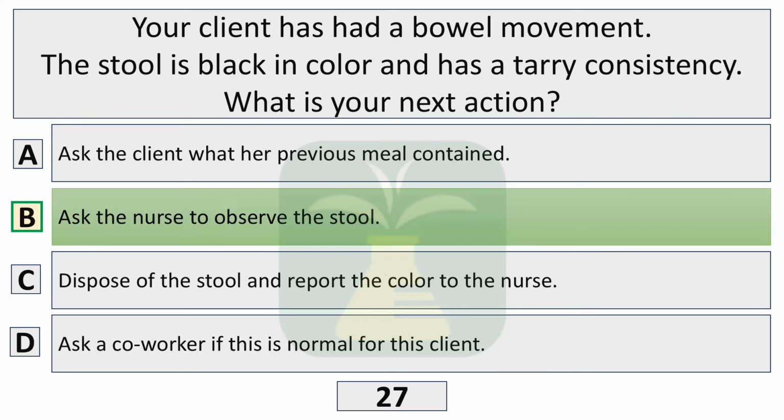Correct answer. B. Ask the nurse to observe the stool. The nurse aide should report to the nurse any abnormal stools. Carefully observe the color, amount, consistency, odor, shape, size, frequency of defecation, and complaints of pain.